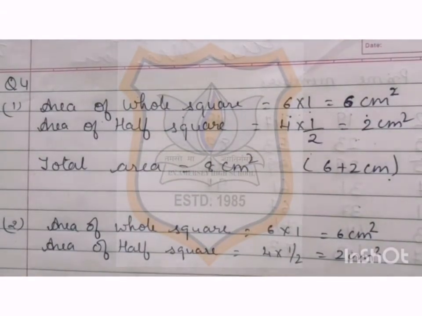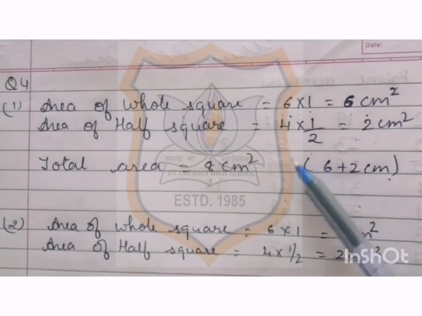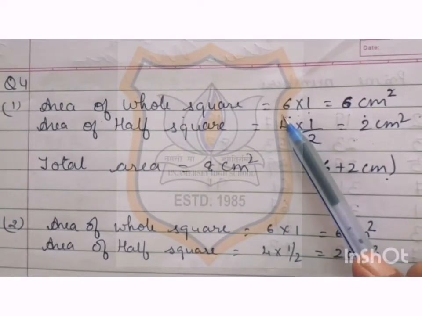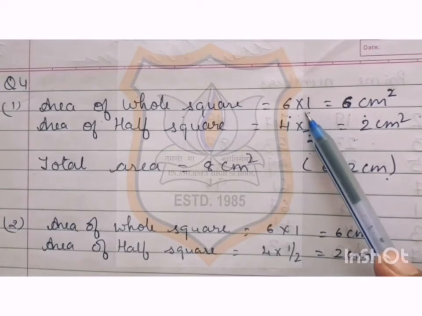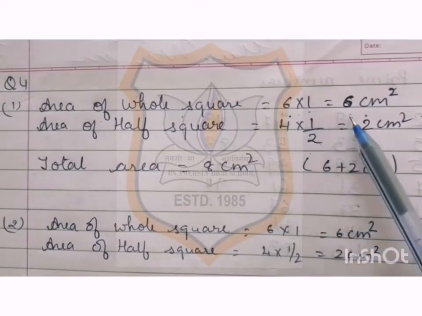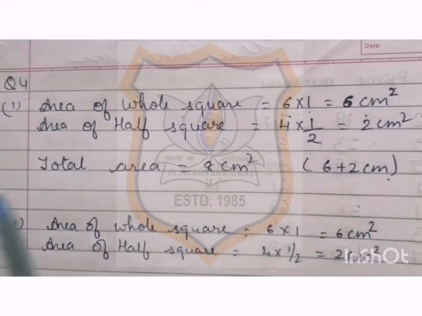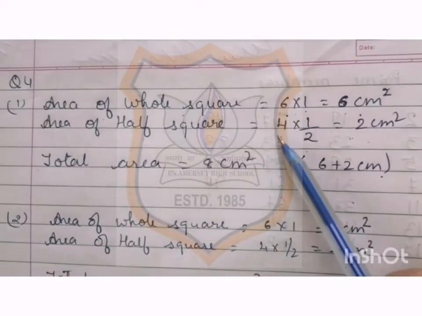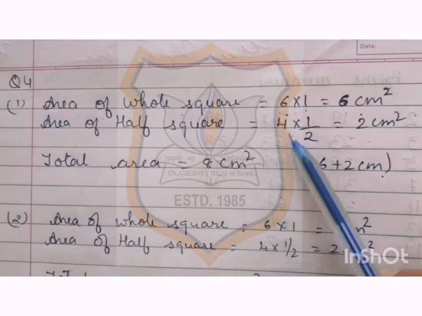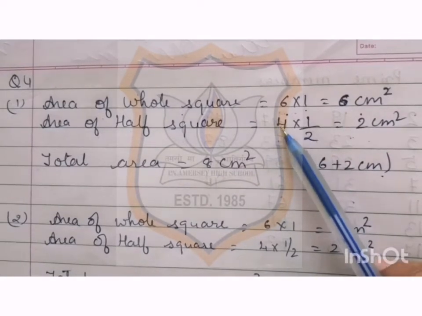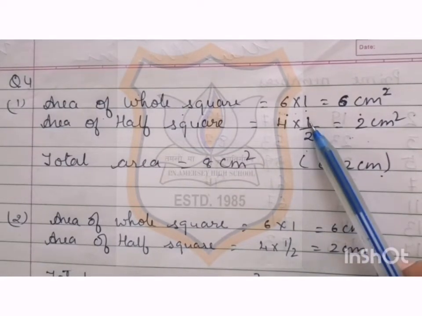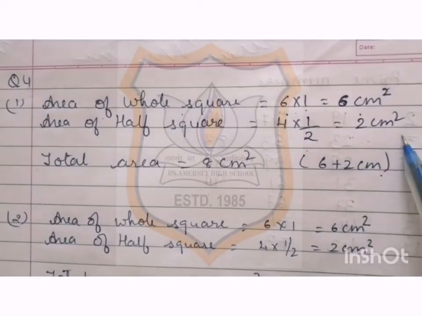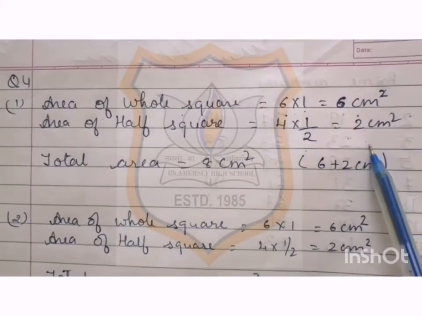Now area of whole squares: as we have counted, there were 6 whole squares. 1 whole square means 1. So we will multiply 6 by 1. So we will get 6 centimeter square. Area of half squares, there were 4 half squares. So we will multiply 4 by half. First we will multiply 4 and 1. 4 ones are 4. Then dividing that 4 by 2, we get 2 centimeter square. So the area of half squares is 2 centimeter square.